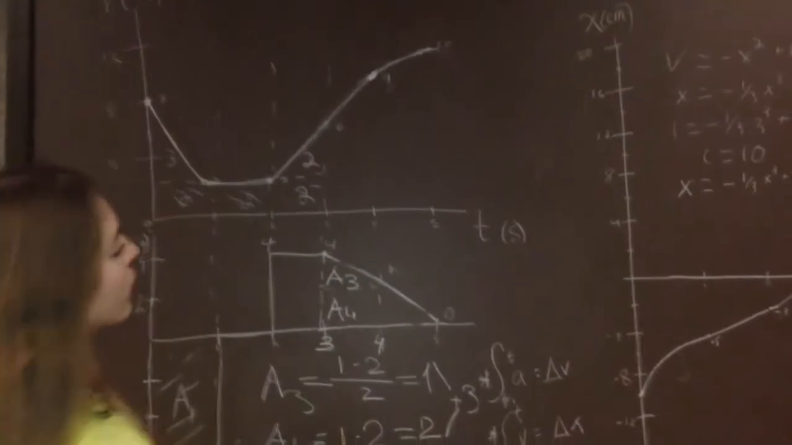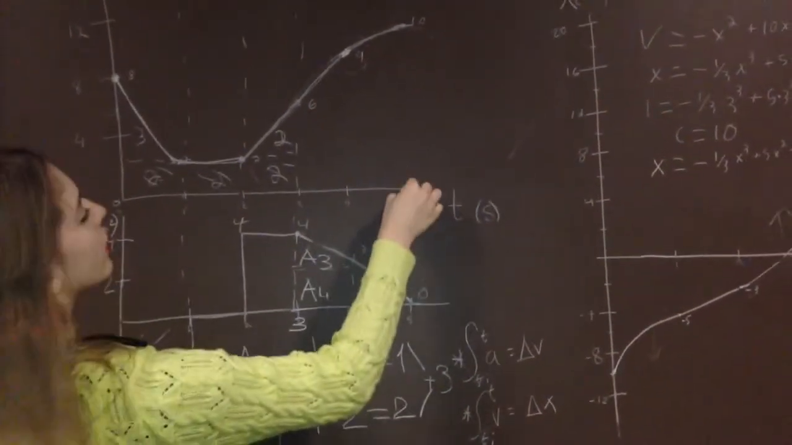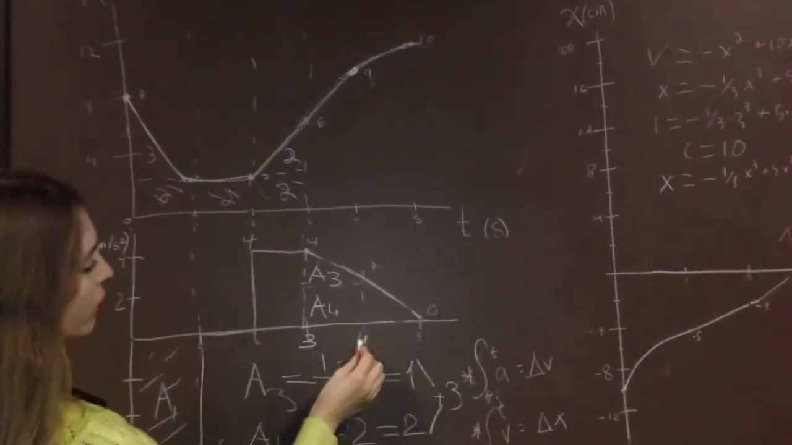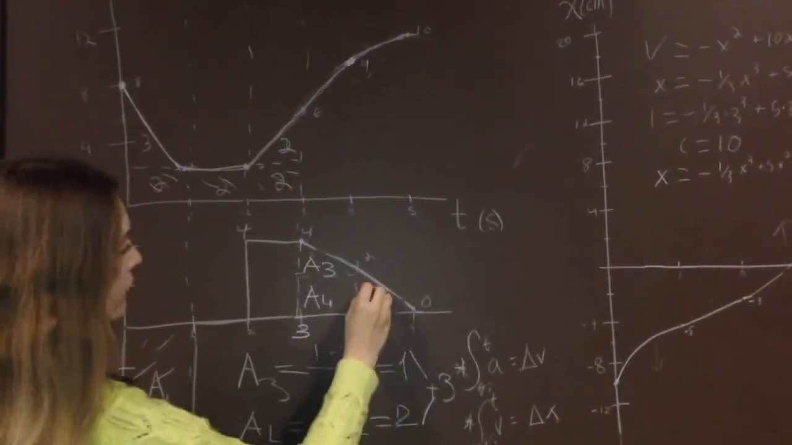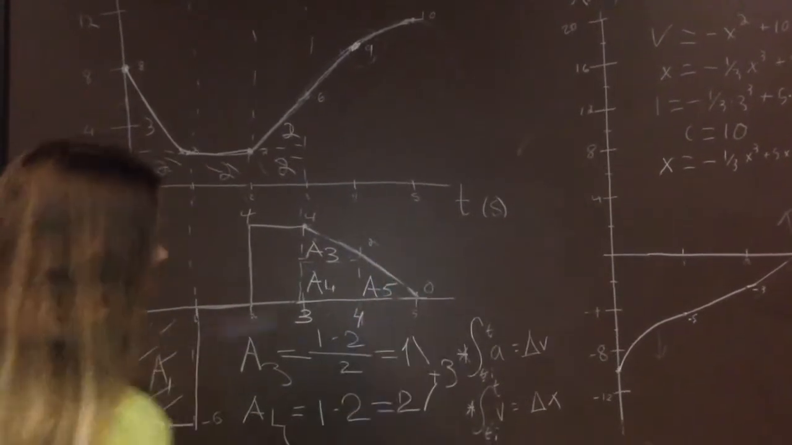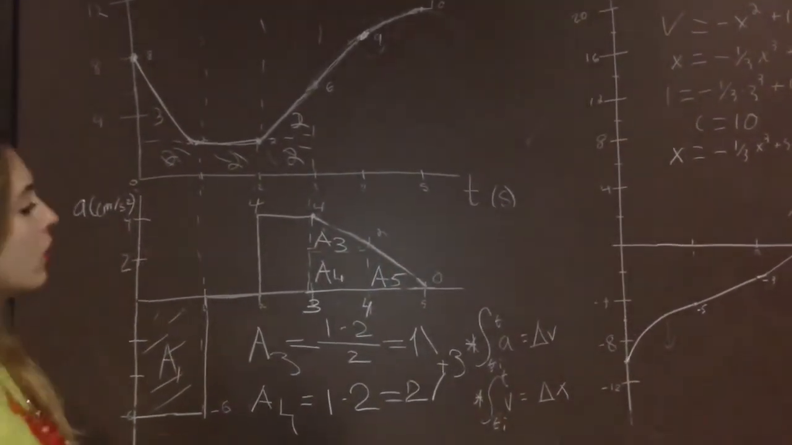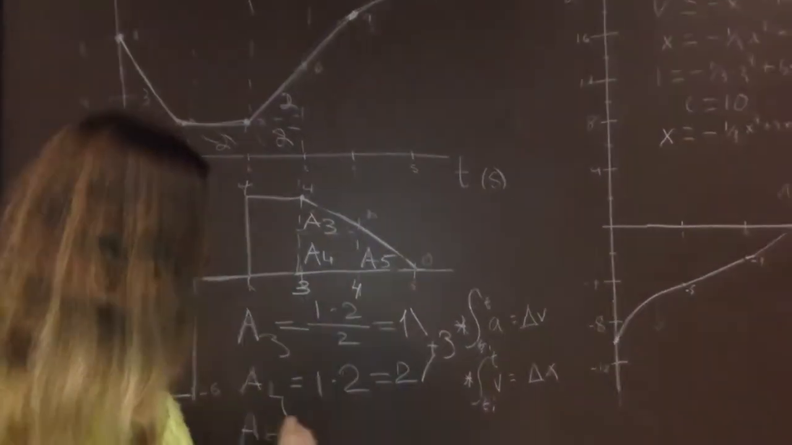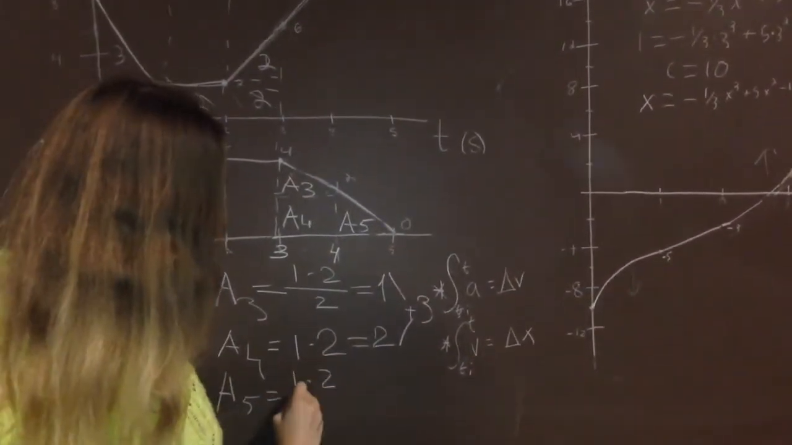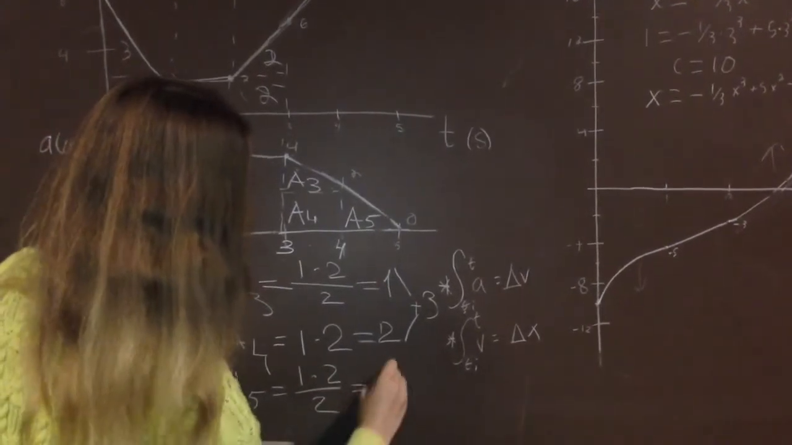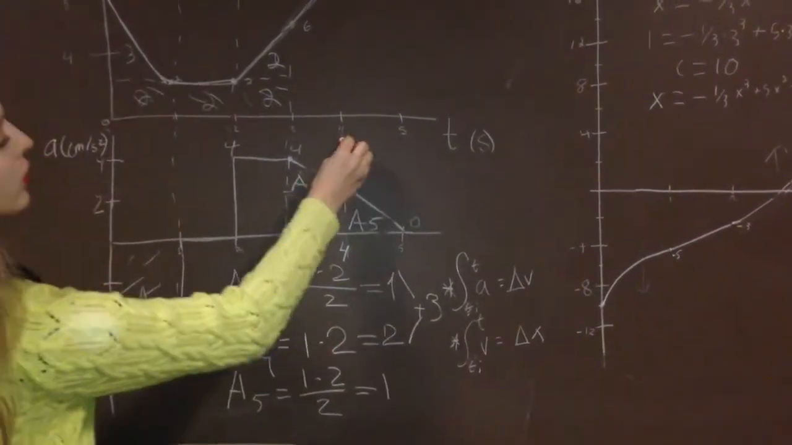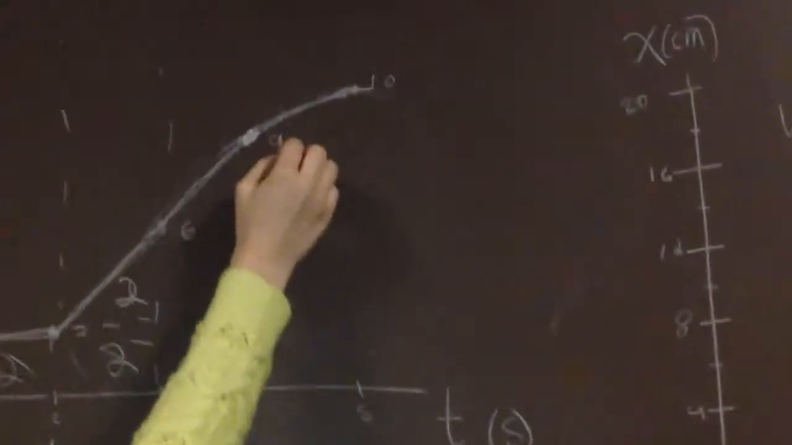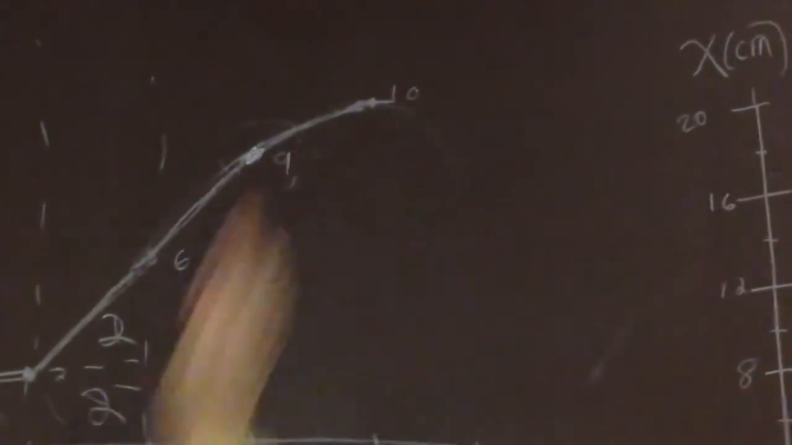Then, to find the value of velocity on the 5th second, we find the area under the curve from 4 to 5 seconds. Let's call it area 5. Area 5 is the area of a triangle with a width of 1 and a height of 2. So area 5 is equal to 1 multiplied by 2 and divided by 2, and it's equal to 1. So from second 4 to second 5, our velocity increased by 1. We added to our initial value 9 and we get 10.